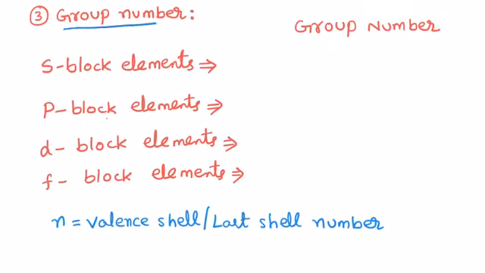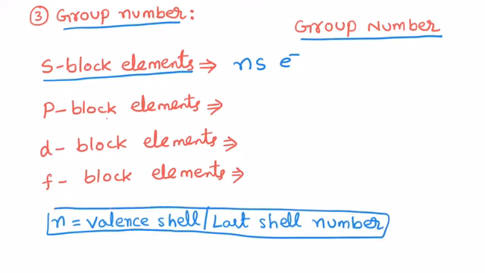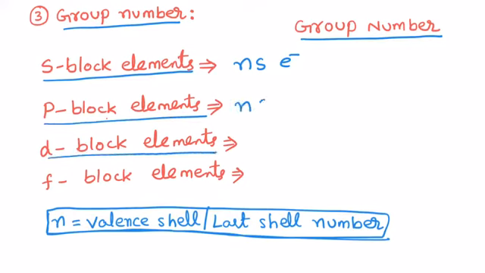Next, group number. For S block elements, group number is equal to ns electrons. What is n? n equals the valence shell or last shell number. For P block elements and D block elements also, we write ns electrons.